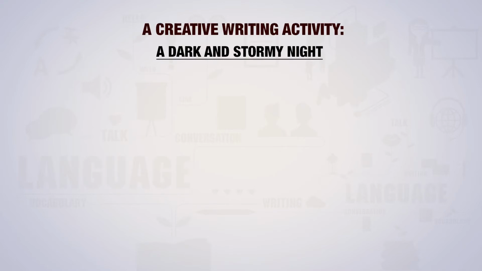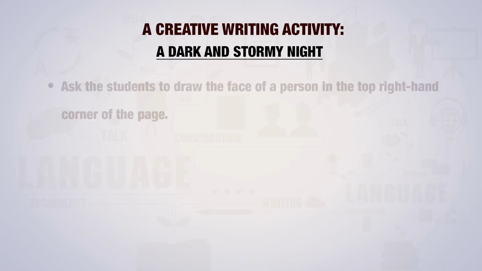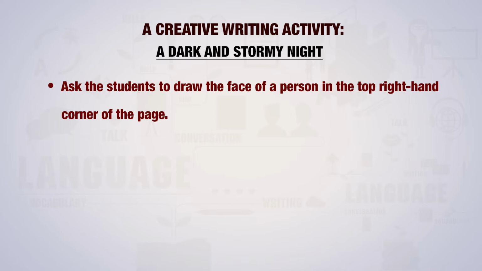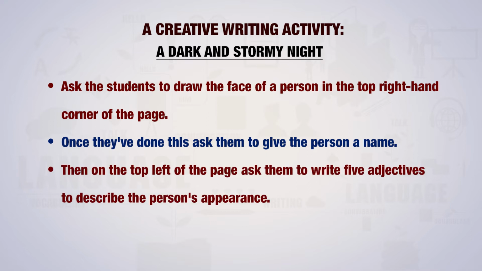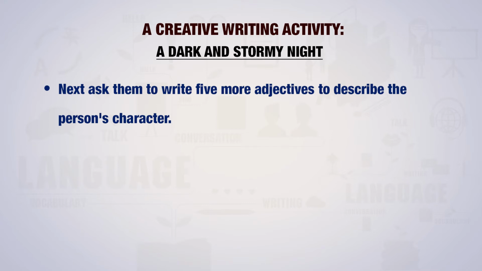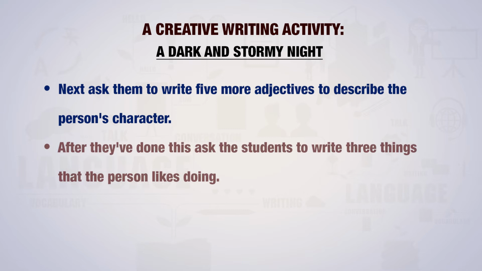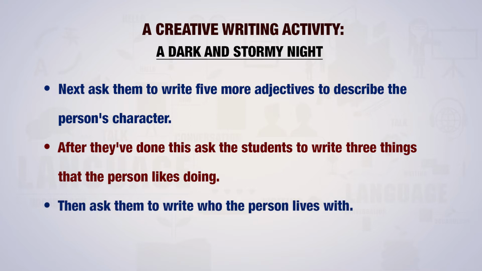An example of a creative writing activity can be a traditional dark and stormy night description. The students can draw the face of a person in a corner of the page. Then they can give the person a name. Then write 5 adjectives to describe his appearance. It can be tall, hunchback, gaunt, lean, obese. Then 5 more adjectives to describe his character. Cruel, nasty, callous, or kind, sensitive, tender, caring. After they have done this, they should write 3 things the person likes to do, and then 3 things about who the person lives with or is friends with.